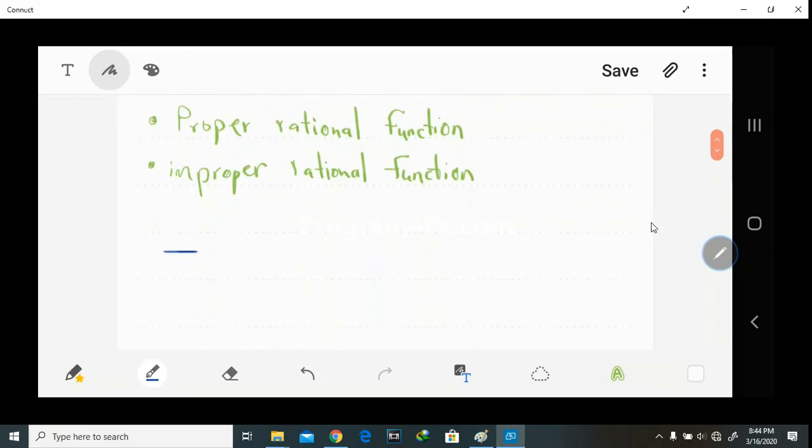So, a proper rational function is basically if the function of x, let's say for example x squared plus 2x plus 1 over x to the power 5 plus 2x plus 3. So basically, if the power in the numerator is less than the power in the denominator, we simply call it a proper rational function.